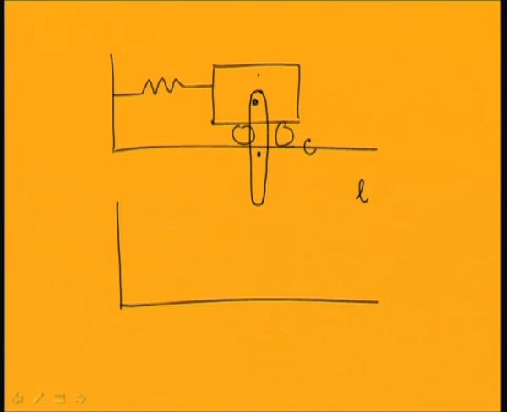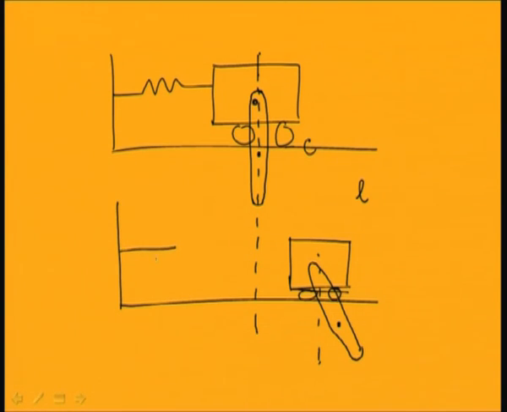So, this is the undeformed position and you can draw the deformed position. In the deformed position the mass is at this position, and the rod is like this. This is the rod, and this is the mass center. You can draw the spring as well. The spring is stretched, and this is the spring.